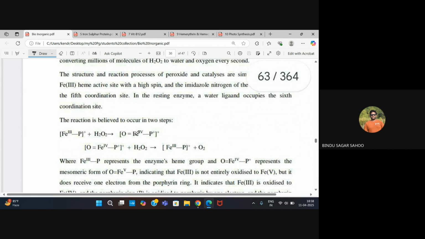Or I can say this whole complex representation, sometimes you can represent like that. Or I can say these two forms are mesomeric forms of each other. And in the second step, again it will react with another hydrogen peroxide. It will get converted to Fe3P along with an oxygen.